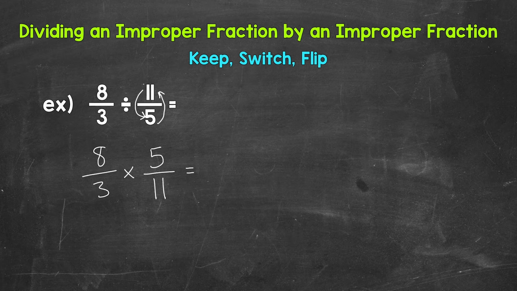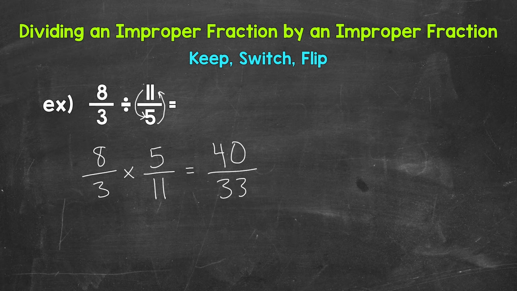Let's start with the numerators. 8 times 5 is 40. Now for the denominators, 3 times 11 is 33. So we end up with 40 over 33, or 40/33. Now that is our answer, but it's an improper fraction.